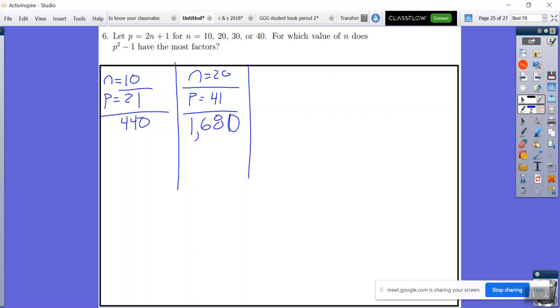This is kind of taking a long time, isn't it? Yeah. There might be a faster way. Would you indulge me for a moment? So if p is equal to 2n plus 1, what is another way of saying this p?